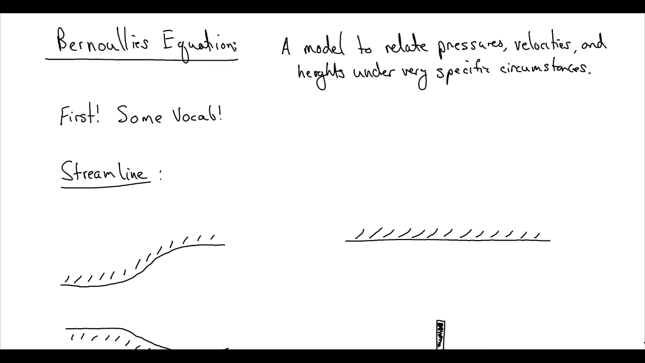First, though, some vocab. So, streamline. A streamline is a line or path that is tangent to the velocity everywhere in the flow.